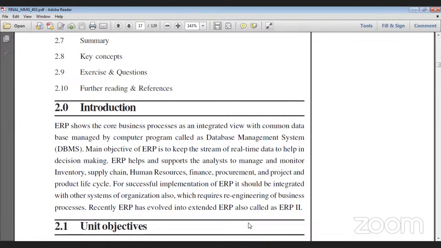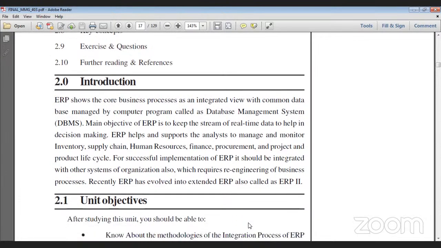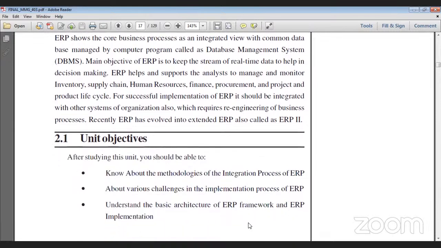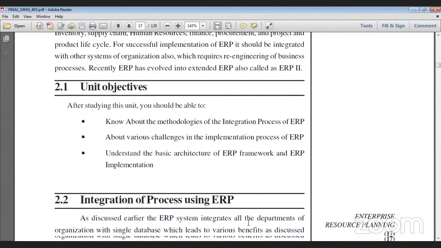The main objective of ERP is to keep the stream of real-time data to help in decision making. It also helps to support and analyze, to manage and monitor inventory, supply chain, human resource, and finance also. There are some unit objectives given here: to know about the methodology, then about various challenges, and understand the basic architecture. Integration of processes using ERP, as discussed earlier.